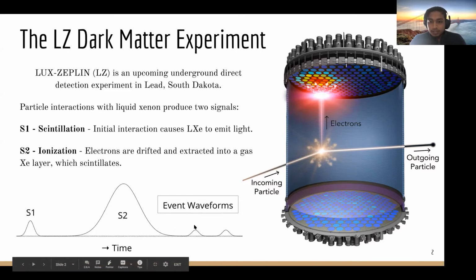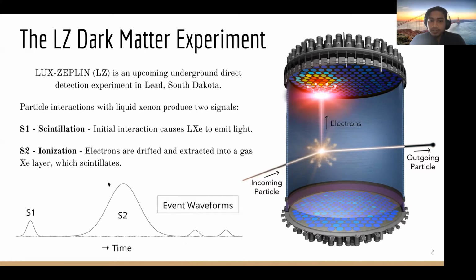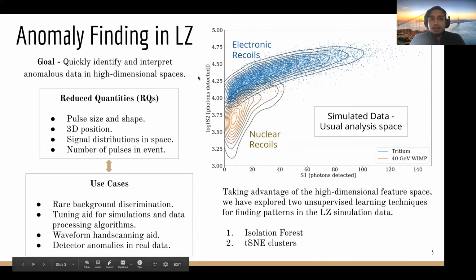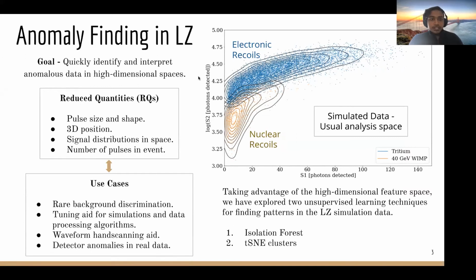It could have several other pulses that are sometimes spurious, sometimes not. Sometimes they have to do with the size of the S2. In general, it's usually a pretty complicated waveform that we deal with most of the time. So anomaly finding in LZ, briefly stated, our goal was to quickly identify and interpret anomalous data in high dimensional spaces.